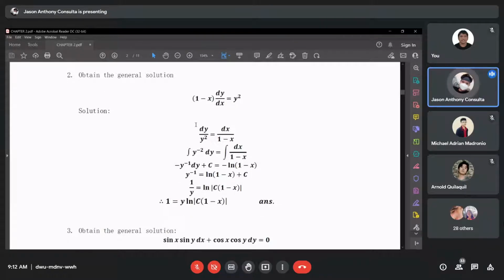So, after separating, we have all the dy terms here on the left side and all the dx terms on the right side. Then we can now integrate. So the integration of y raised to negative 2 dy is negative y raised to negative 1 plus c. And the integration of dx over 1 minus x is equal to negative ln of the quantity 1 minus x. Okay? So that is the formula. So let us go back to the formulas for integration.